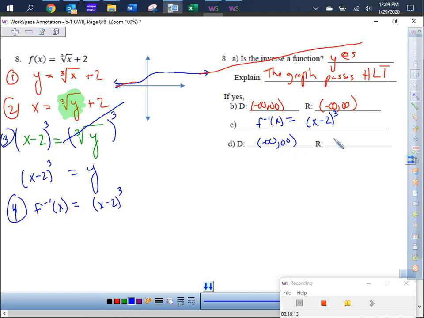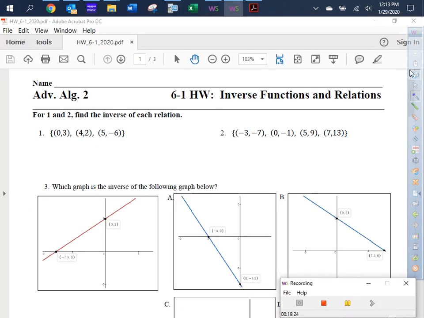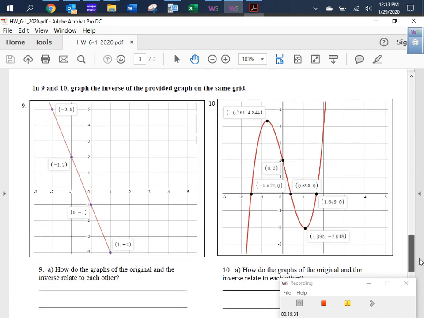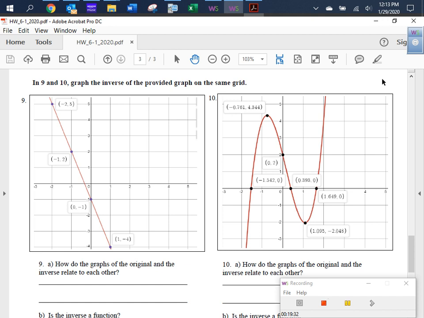So easy stuff. I do want to show you something on your homework though. There's a problem that we didn't quite actually end up doing. So if you grab the homework sheet that your teacher gave you, let's check that out here real quick. Alright, so this is the homework. If we scroll on over to the 3rd page, number 9 and 10, just want to kind of help you out with that. So they say graph the inverse on the grid provided for you. So they give you the original, they want you to graph the inverse.